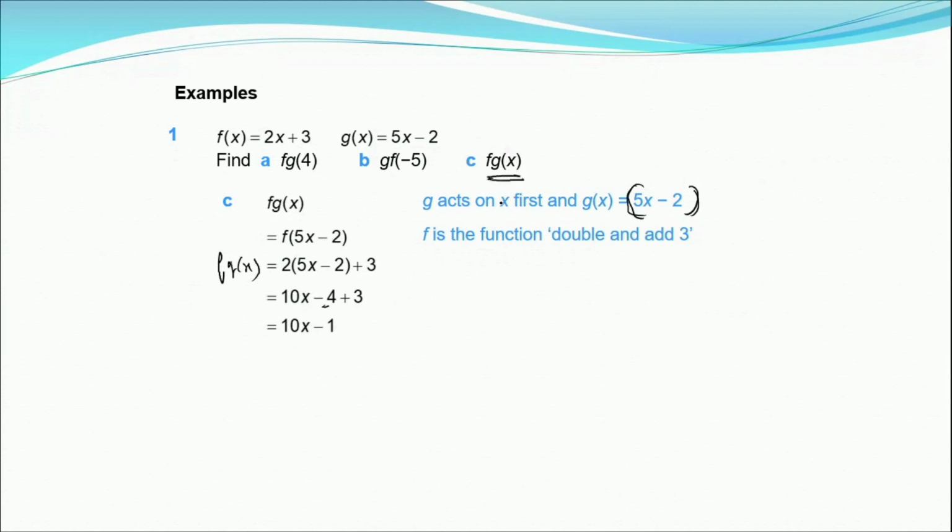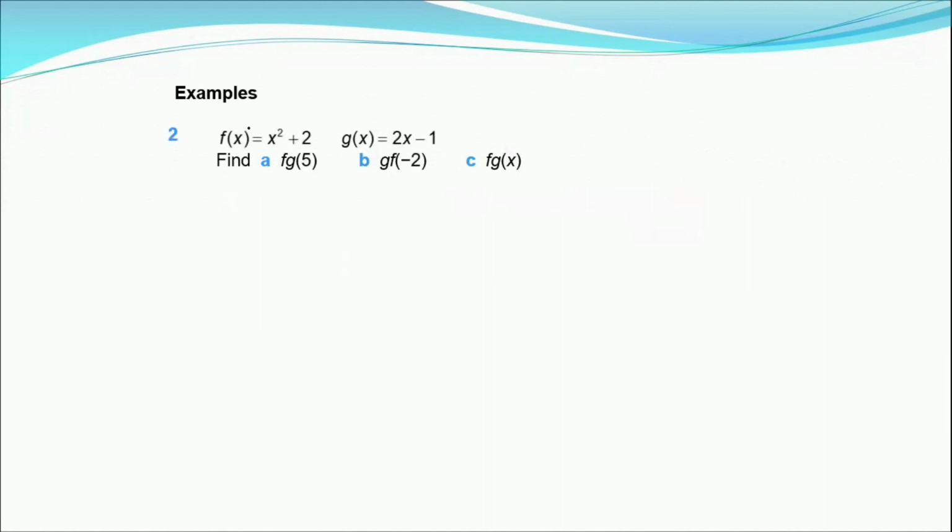Now let us go for example 2. You are given f(x) is equal to x squared plus 2 and g(x) is 2x minus 1. Find f(g(5)). So what will we do first? We will first do g(5). So g acts on 5 first. So g(5) is, in the g function, in place of x, 2x minus 1.